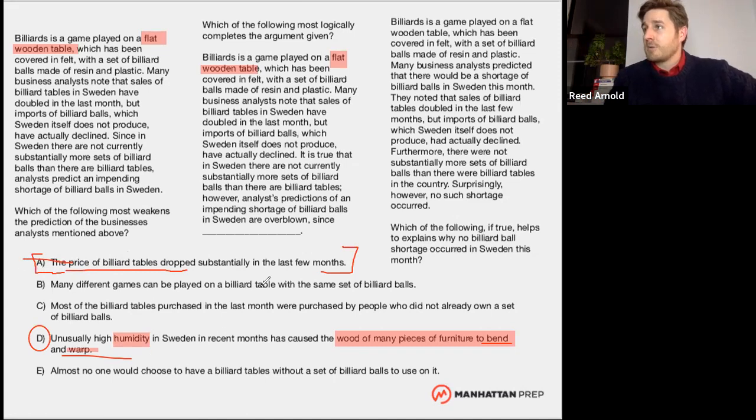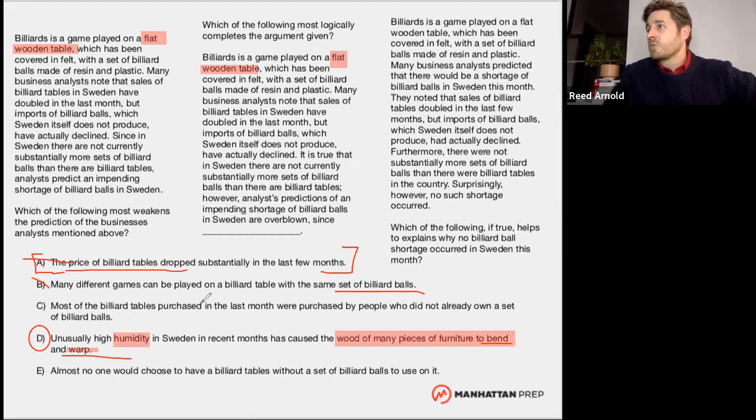Okay, many different games can be played with the same set of billiard balls. That might be true, but why did we see this increase in tables sold and not a corresponding desire for billiard balls? Why did we not end up with a shortage of billiard balls? That does not explain that.